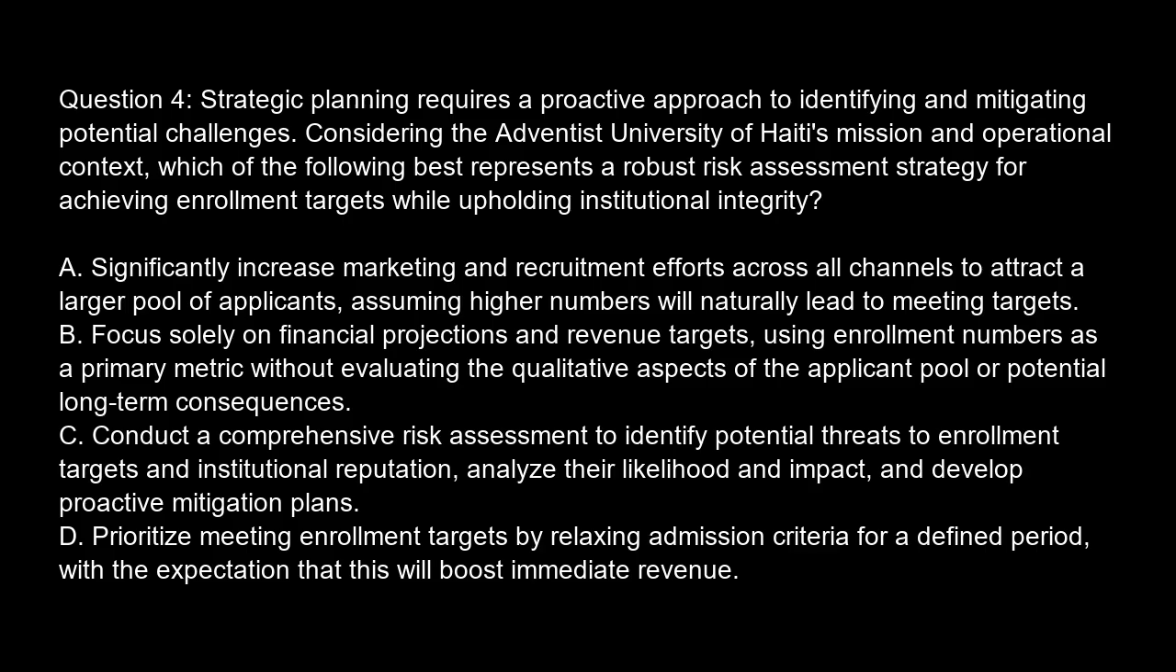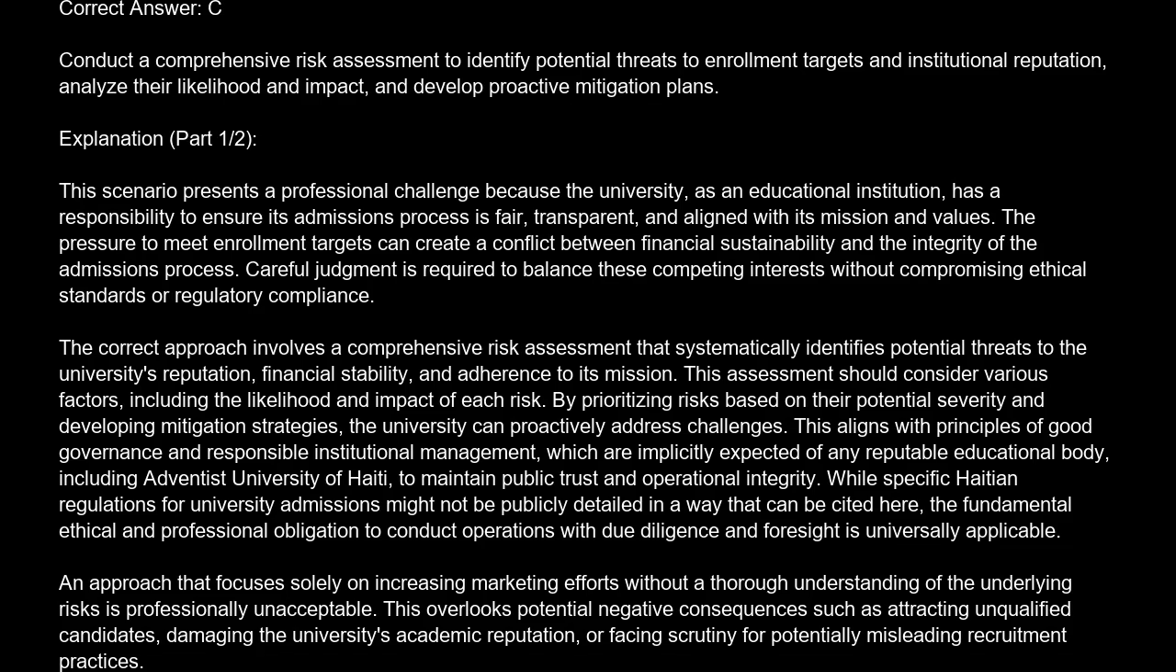Option B. Focus solely on financial projections and revenue targets, using enrollment numbers as a primary metric without evaluating the qualitative aspects of the applicant pool or potential long-term consequences. Option C. Conduct a comprehensive risk assessment to identify potential threats to enrollment targets and institutional reputation, analyze their likelihood and impact, and develop proactive mitigation plans. Option D. Prioritize meeting enrollment targets by relaxing admission criteria for a defined period, with the expectation that this will boost immediate revenue. The correct answer is C.